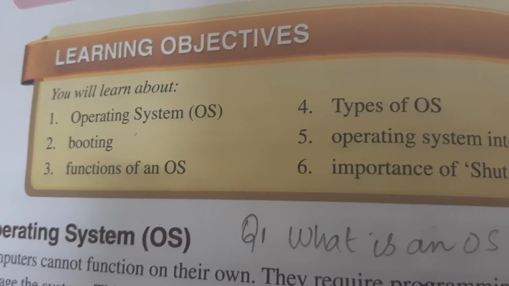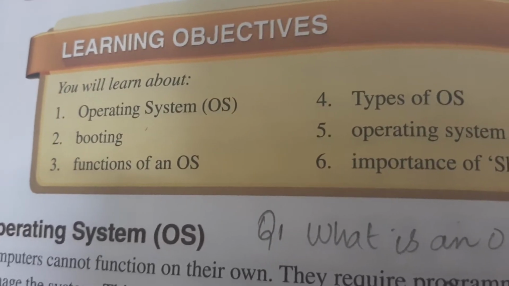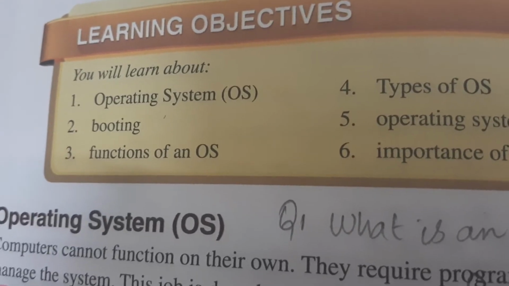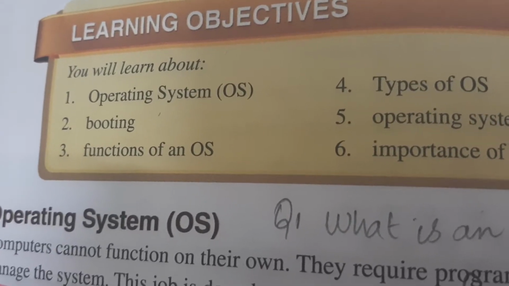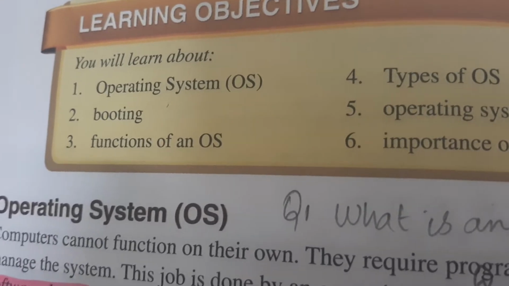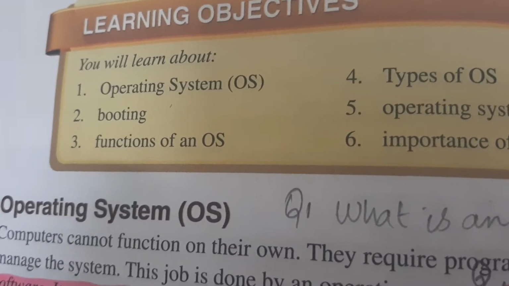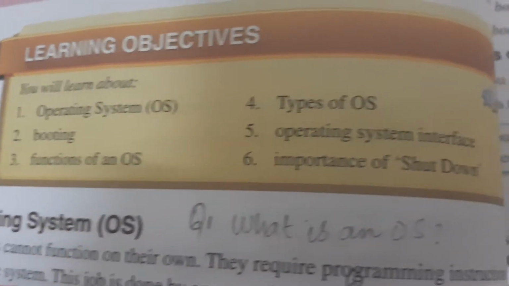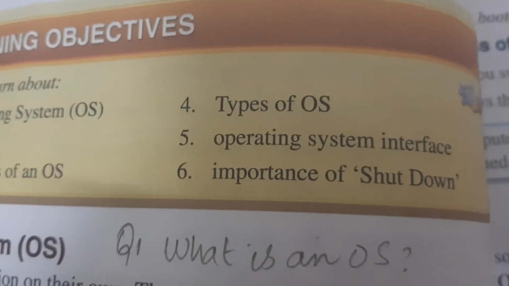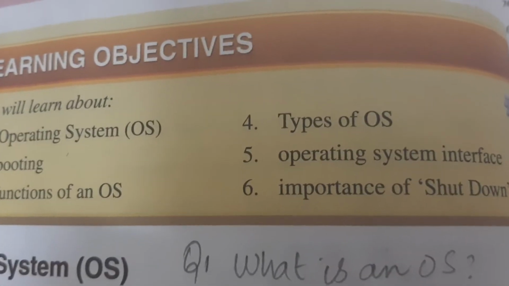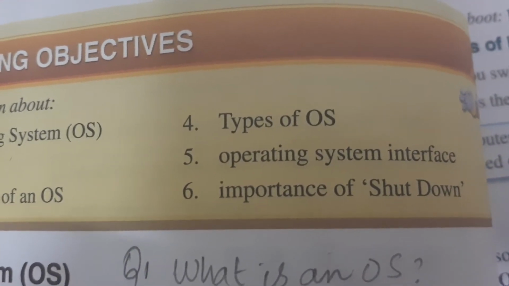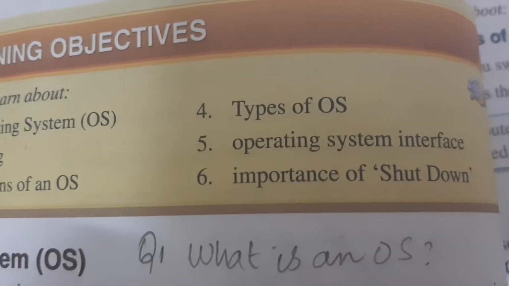Booting, steps of booting. Booting is a process that starts the operating system when the computer is turned on. Functions of an operating system. What basic function does an operating system perform? Then we have learned types of operating system. There are two types of operating system: single user operating system and multi-user operating system.